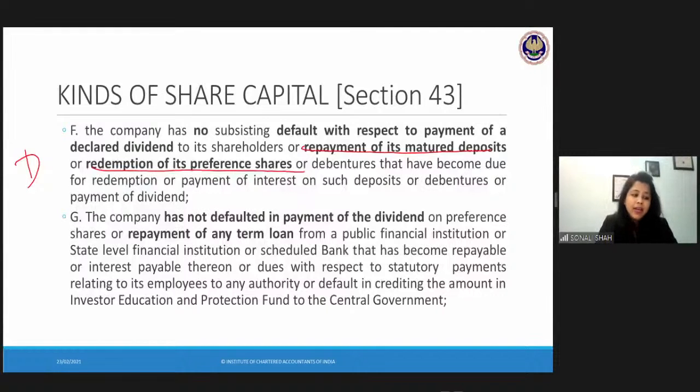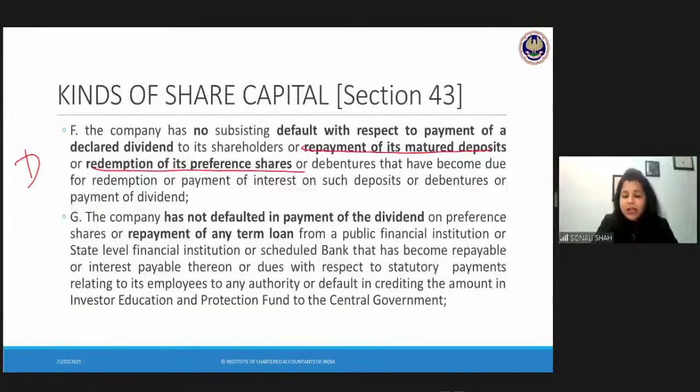After that time period is over, they are supposed to be redeemed. Now redemption will be done either at a premium or at the same price. That will be governed by the MOA and AOA of the company, right? So the company should not have defaulted with respect to payment of declared dividend, repayment of matured deposits, or redemption of preference shares or debentures that have become due.